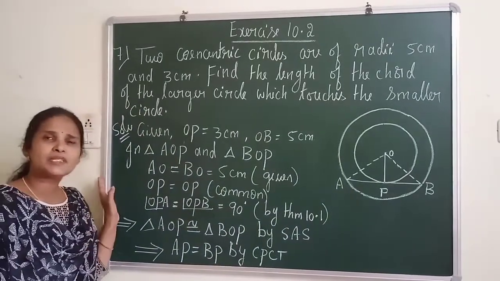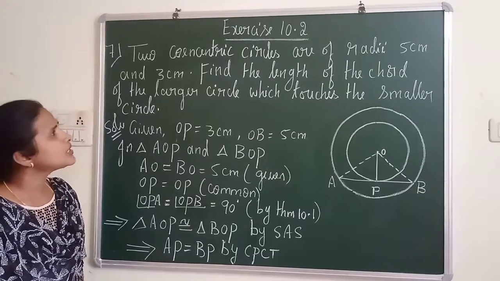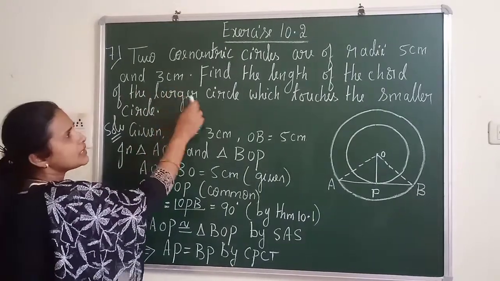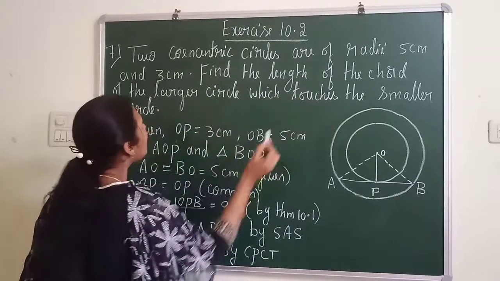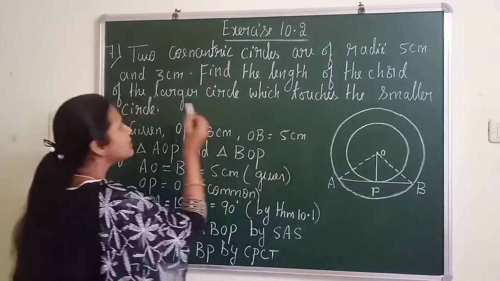This is question number 7, exercise 10.2. Let me read the question. Two concentric circles are of radii 5 cm and 3 cm. Find the length of the chord of the larger circle which touches the smaller circle.